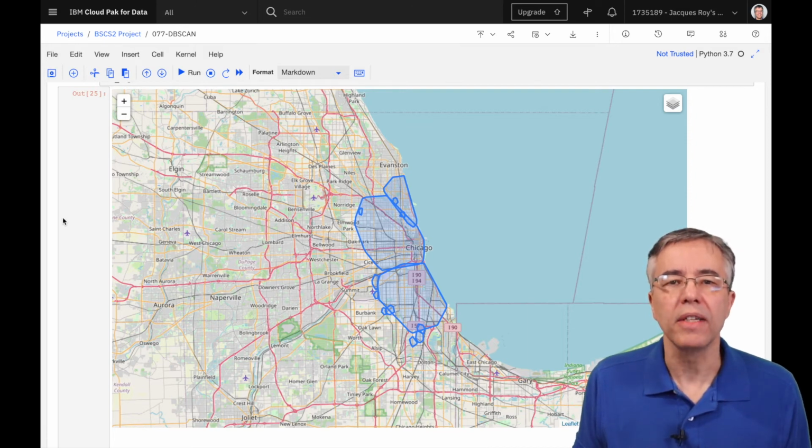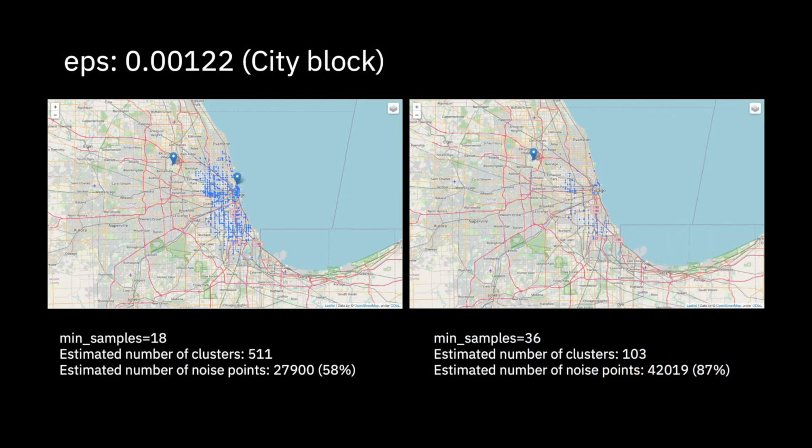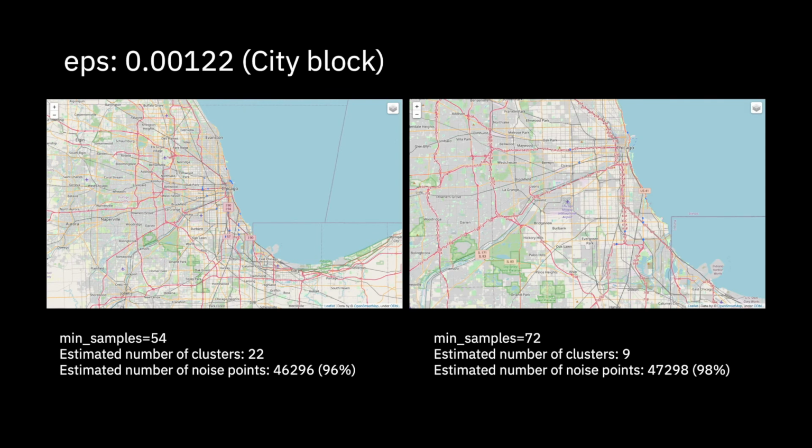Let's summarize the findings, starting with the block distance. We saw that using a min samples of 18, we ended up with 511 clusters and eliminated 58% of the accidents. Increasing the min samples to 36 gives us 103 clusters and removes 87% of the accidents. If we continue to increase the min samples, we reduce the number of clusters and increase the noise percentage. In fact, if we were to use a min samples of 144, we'd end up with one cluster and 99.7% noise. Overall, the progression does not seem to be very different from the intersection size.